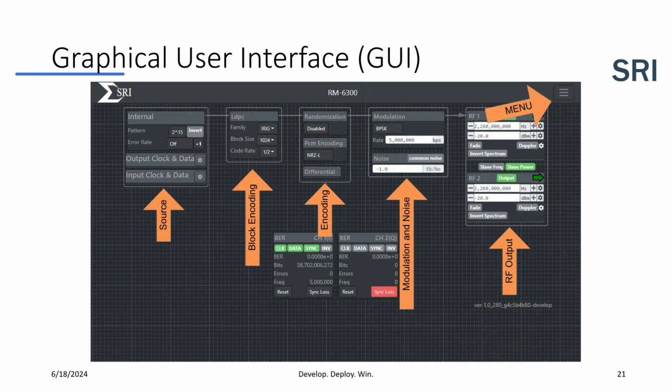Here is the TCP/IP web version of the graphic user interface, the GUI. Again, if you're in the same network octet and you can ping the IP address of the RM6300, you should be able to navigate with your browser to that IP address. And it's a very intuitive interface for enhanced control.